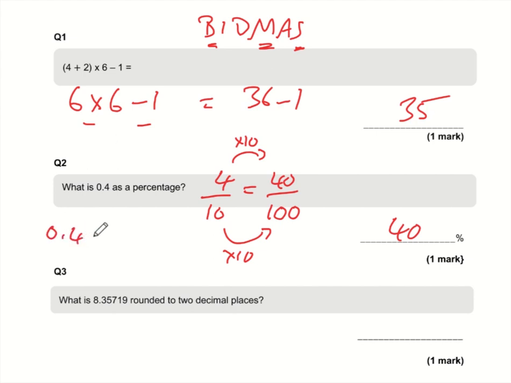Alternatively, to turn a decimal to a percentage, multiply by 100. So 0.4, put in a few decimal places so we can move it 2 positions, 1, 2. So that'll be after that 0, so 40.0, in other words, 40.